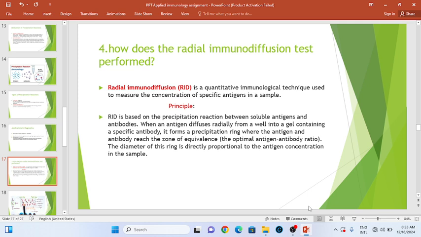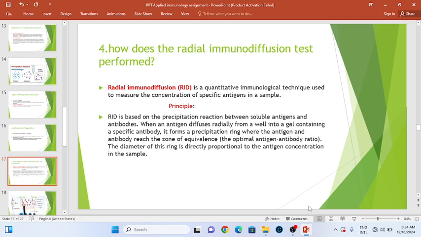Fourth question is asking about how the radioimmunodiffusion test is performed. First of all, radioimmunodiffusion is a quantitative immunological technique used to measure the concentration of a specific antigen in a sample. It helps us to quantify the amount of antigen present in the patient sample. It is based on a precipitation reaction between a soluble antigen and antibody.